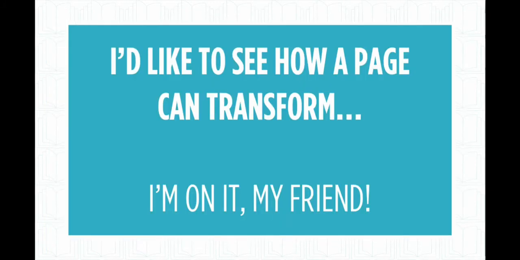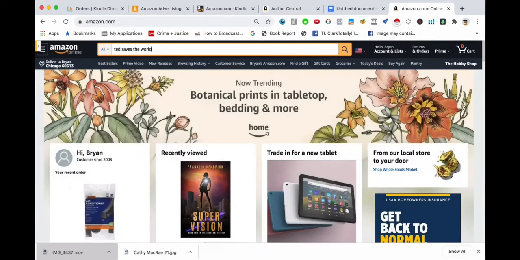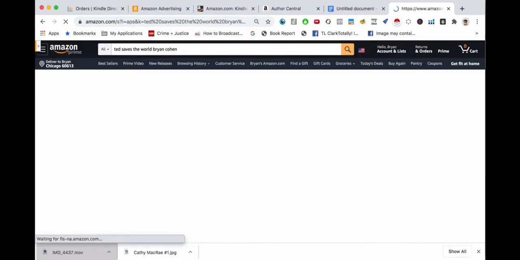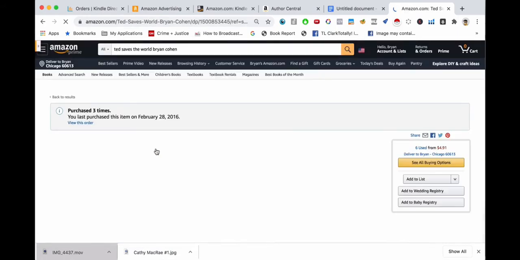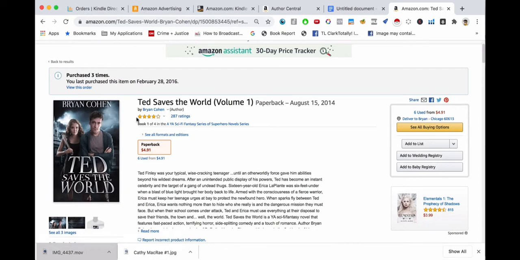Now, you might want to say, I'd like to see how a page can transform. Well, I am on it, my friend. It is my pleasure. So we're just going to take a little peek here at my old book, Ted Saves the World, which was my original book here. Now, I used a lot of the review gathering methods I discussed in order to get 287 reviews on this book. So I was getting reviews.